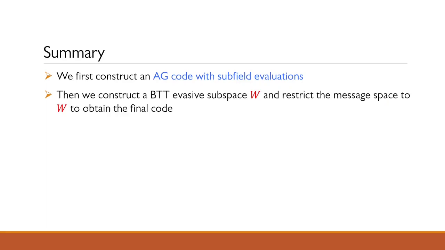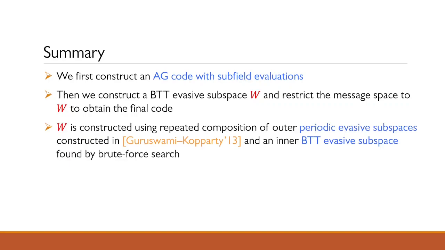To summarize, our construction has two steps. First, we construct a preliminary code using the AG codes with subfield evaluations. Next, we construct a BTT evasive subspace W and restrict the message space to W to obtain the final code. And here W is constructed using a repeated composition of outer periodic evasive subspaces and the inner BTT evasive subspace. For the outer subspace, we use the construction given by Guruswami and Kopparty, which is based on subspace designs, and the inner BTT evasive subspace is found by brute force search.